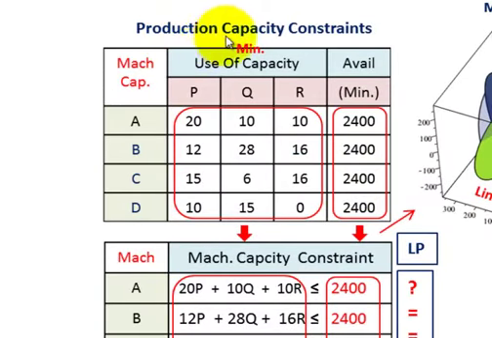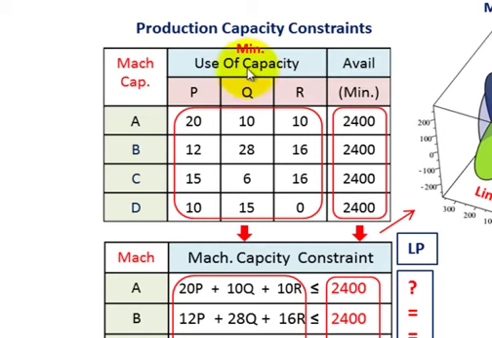Okay, now for our production capacity constraints, they deal with the machining that's required on our different products, P, Q, and R. P, Q, and R are going to go through 4 different machines, A, B, C, and D. What we're going to look at is the use of the capacity for each of those products by machine. So first off, for our total available capacity for each of our machines, A through D, we have 2,400 minutes for each of those machines.